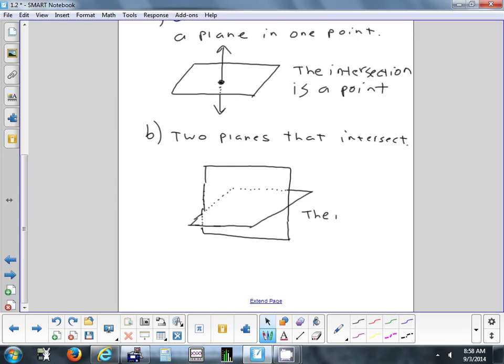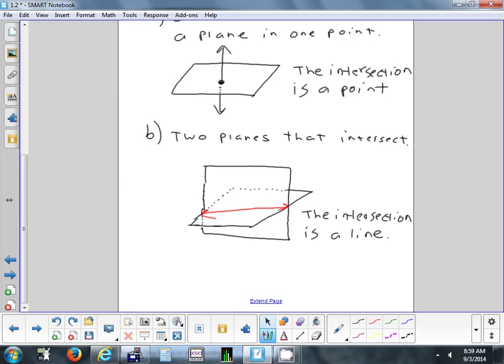Okay, so the intersection is a line. And as I said before, it's a line kind of right there. That's where the piece of paper is passing right through.